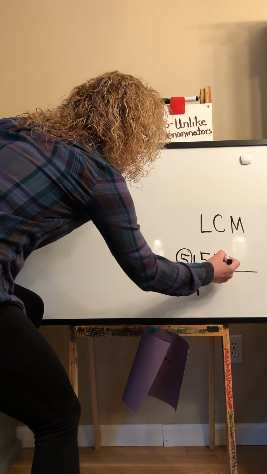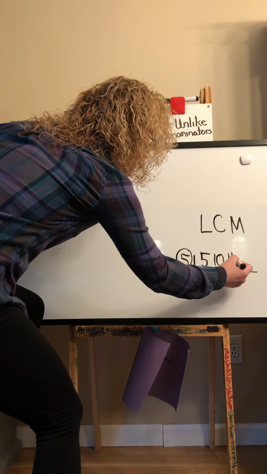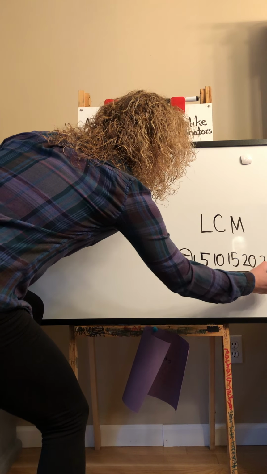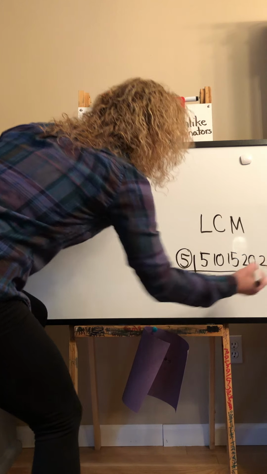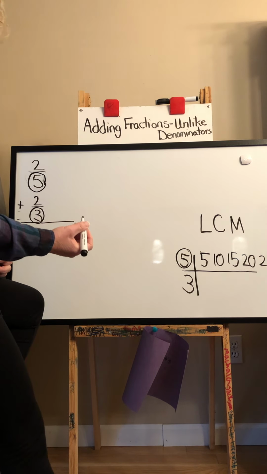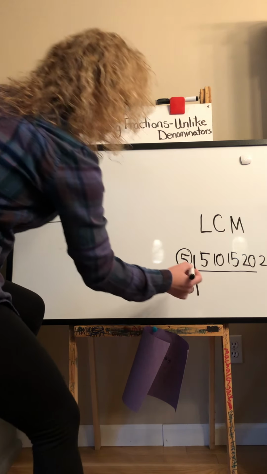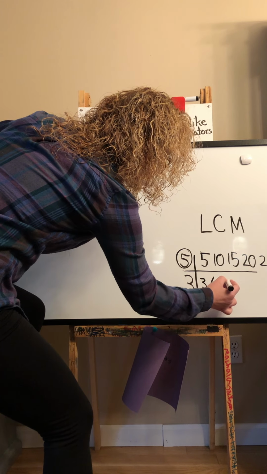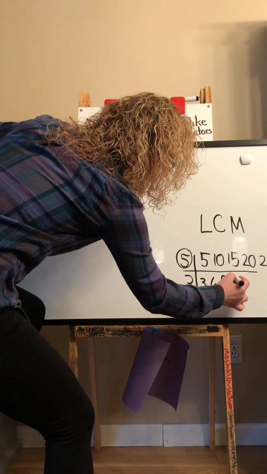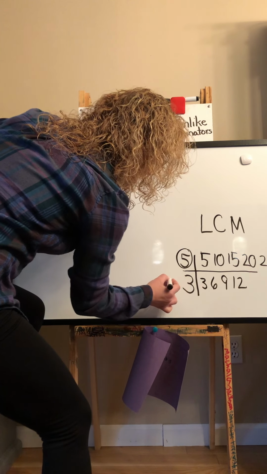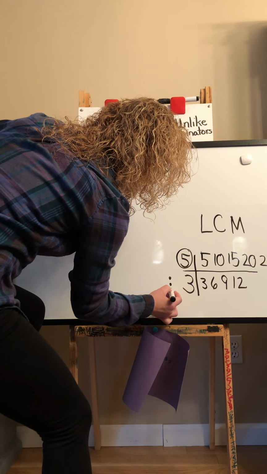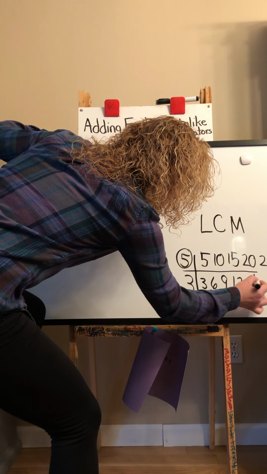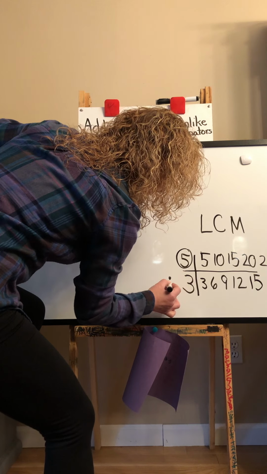5, 10, 15, 20, 25. So I'm doing my multiples or my skip counting. And then I'll do my 3s. 3, 6, 9, 12. If I get stuck, I'll do my dice dots. 13, 14, 15, and I'll tap them. 16, 17, 18.